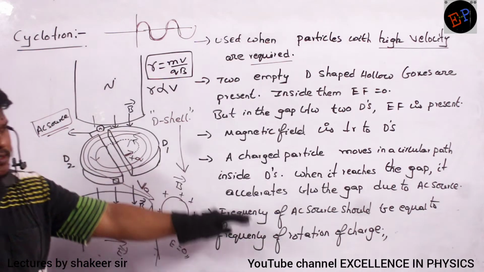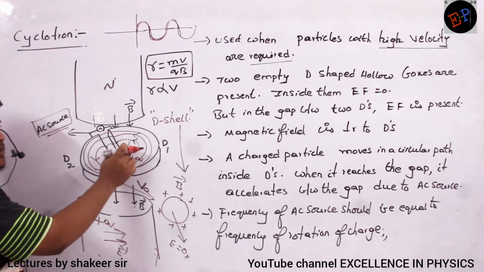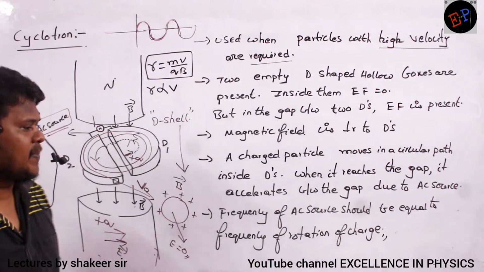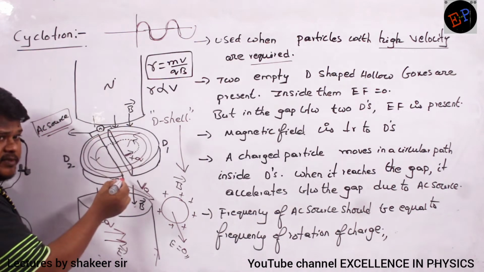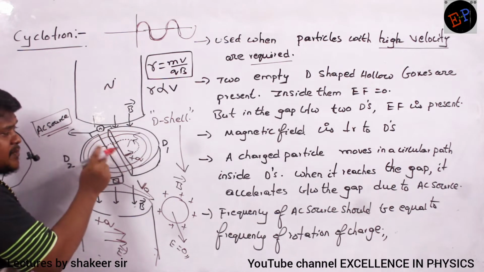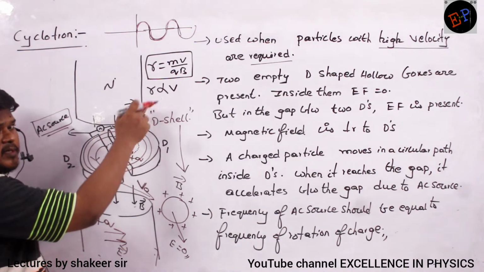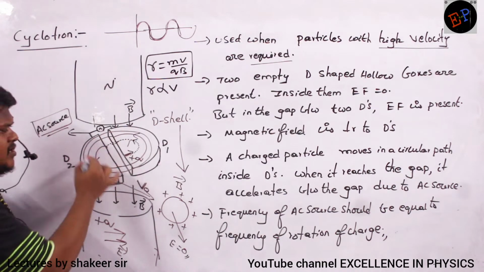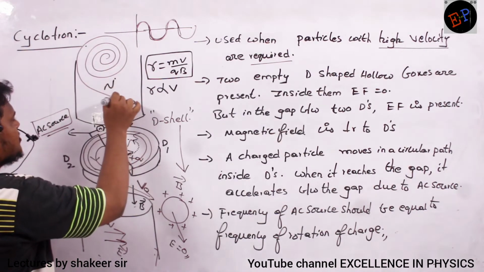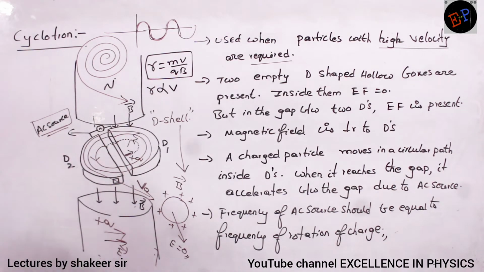Questions can be asked on this theory part, so be careful. What are the points to understand? Inside the D's, electric field is not present. Inside the D's, magnetic field is present. Inside the gap between these D's, both magnetic field and electric field are present. Velocity increases in the gaps only. When velocity increases, the radius also increases, so the radius continuously increases. That means the charge moves in a smaller circle, bigger circle, still bigger circle, and finally comes out of the D. By the time it comes out of this vent, velocity should have become maximum. That is the condition.